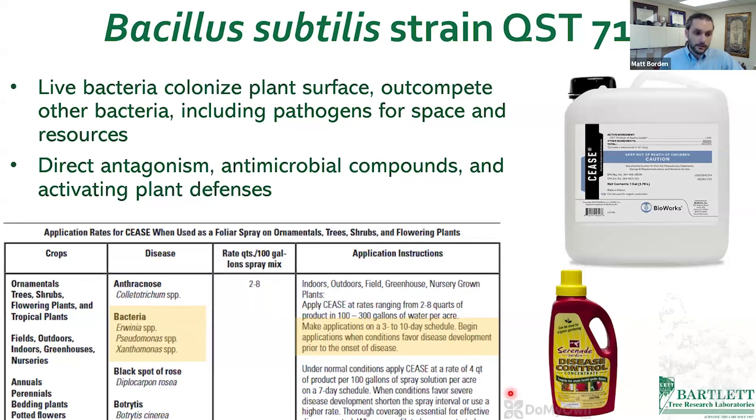So this is a live bacteria. It colonizes the plant surface and works to outcompete some of the other pathogenic bacteria. Direct antagonism. And you'll see there's the Cease label. It is labeled for Erwinia, which is fireblight causing bacteria, Pseudomonas, and others. But always read the application interval. As with many of these biologicals, is applications on a 3 to 7 day schedule possible logistically? For some people, yes. Many others, no.